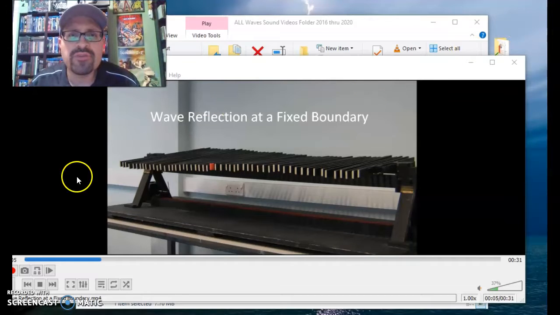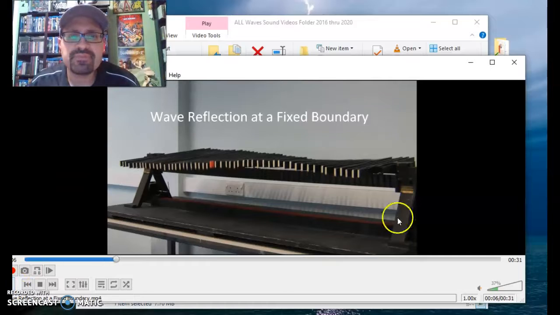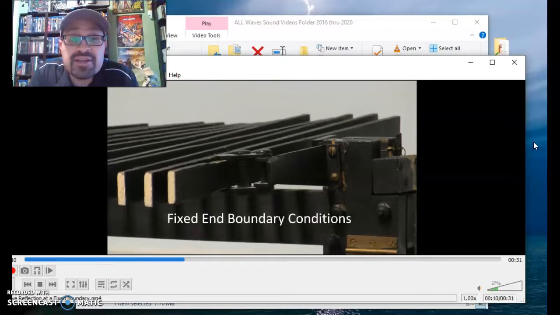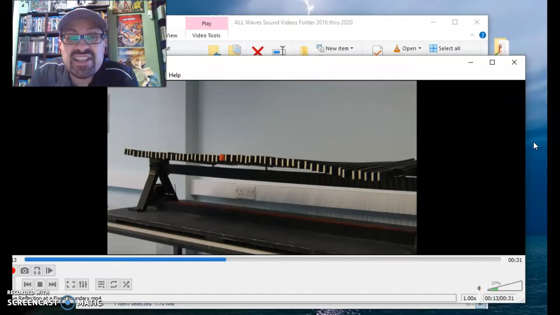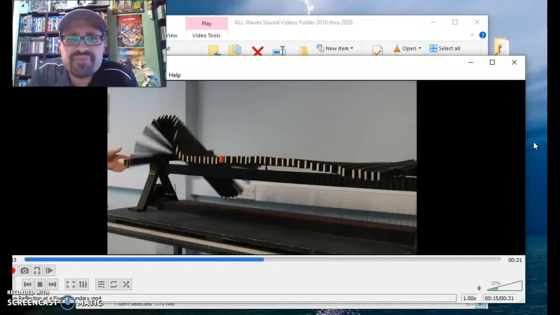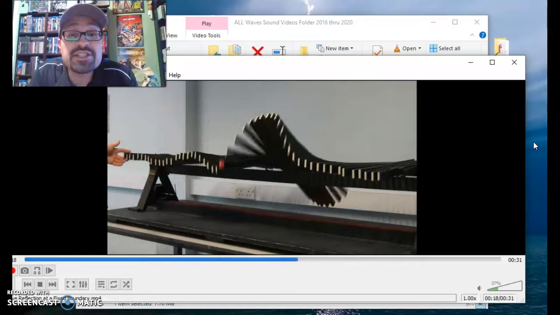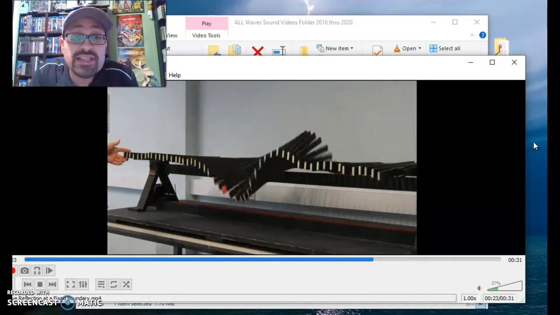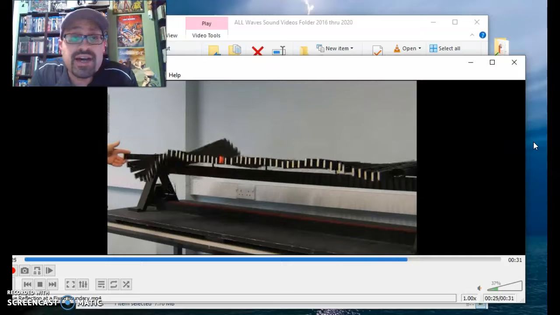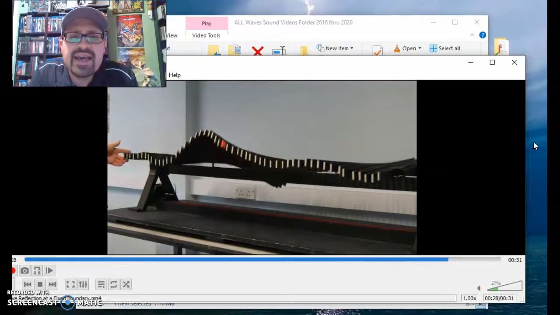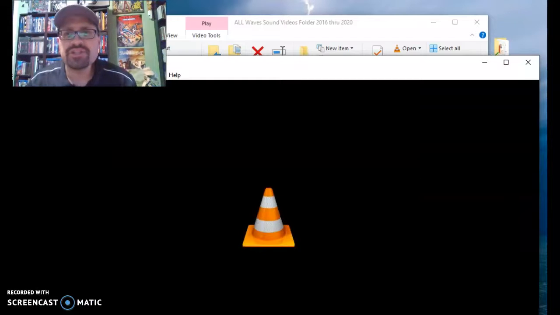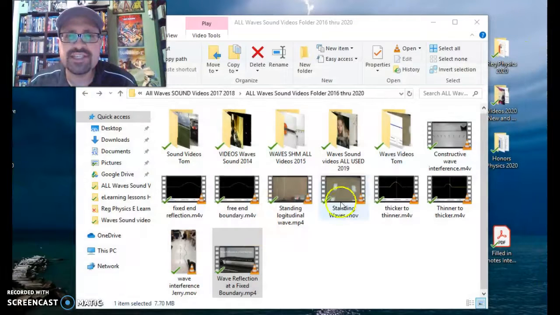This one is called Wave Reflection at a Fixed Boundary. So in this particular clip, this apparatus that they built is basically these wooden pegs sort of balanced here, and you can see that a wave pulse was just sent. What's interesting is you'll notice that the reflected wave is inverted. This is a fixed end reflection, and it gives you this inversion reflection. So that's a really cool way to see fixed end reflection.